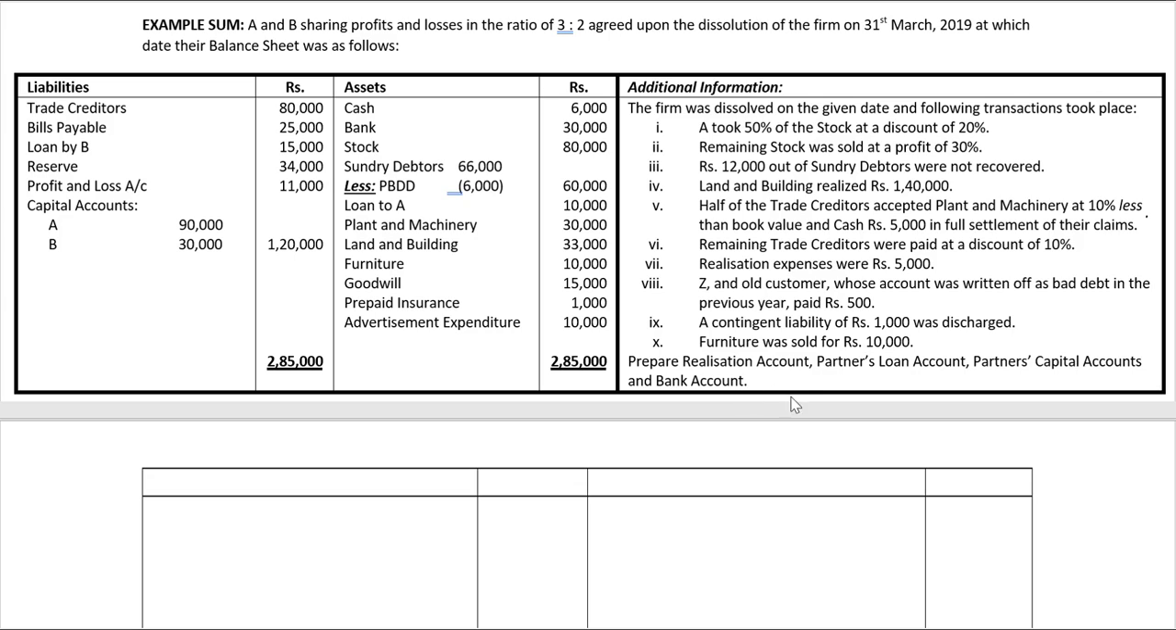We are asked to prepare the realization account, the partner's loan account, partner's capital accounts, and the bank account. So we'll begin the solution by preparing the realization account. Then we'll prepare B's loan account, then the partner's capital accounts, and finally the bank account. Any working notes we will do at the end of the sum. So let's go ahead with the solution.